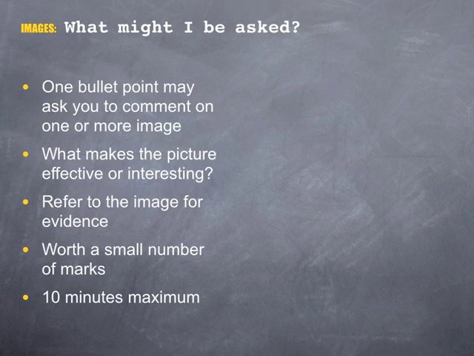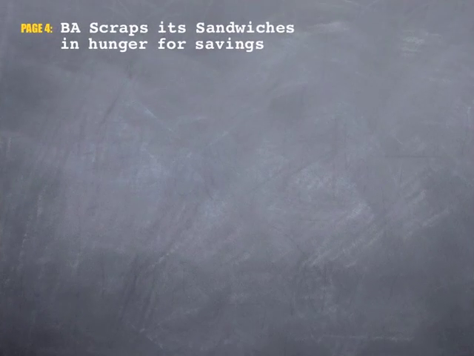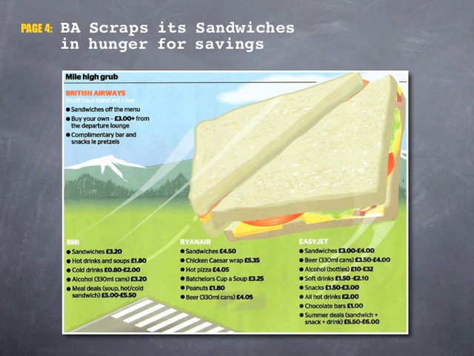Okay, let's look at all the images and discuss each one in turn. The first image is on page 4 from the article BA Scraps its Sandwiches in Hunger for Savings. When asked about images like this one, which is actually a diagram, you should also comment on the text and layout of the image. The first thing to mention here is the heading Mile High Grub, which is a rhyming play on words of the well-known phrase Mile High Club. Next is the flying sandwich, which in this case is designed to look like it's taking off, thus linking in with the content of the headline and article.